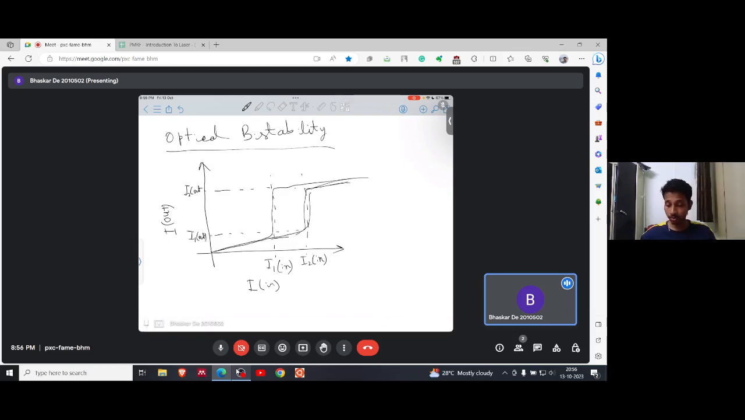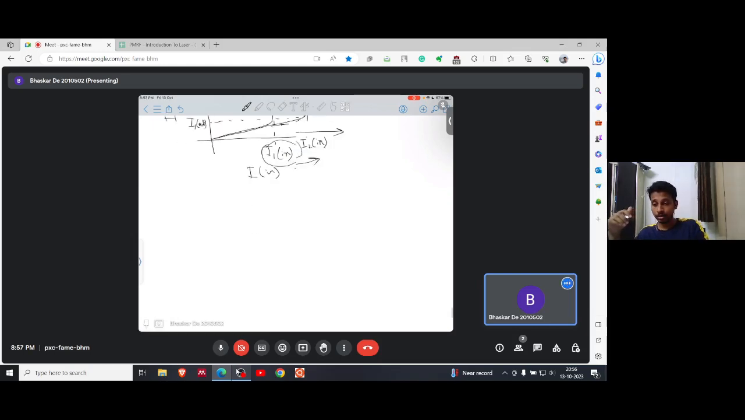So basically we start from I1 in and go to I2 in, and when we go to I2 in, the output is I2 out. But when we decrease the input intensity, the output intensity does not decrease; rather, it sticks to I2 out and decreases to I1 out suddenly when we reach the input intensity I1 in. So this is the optical bistability of this saturable absorber.